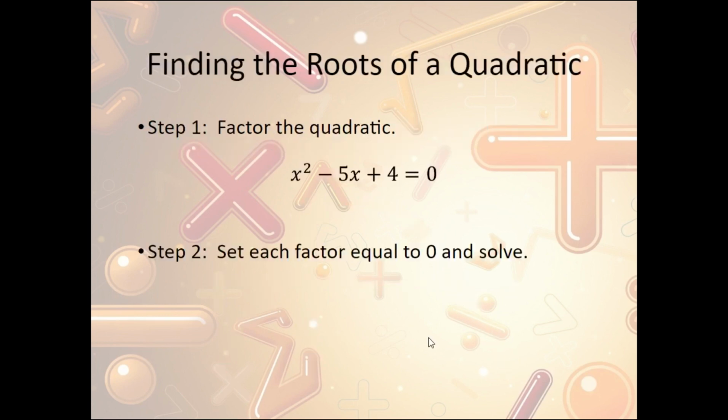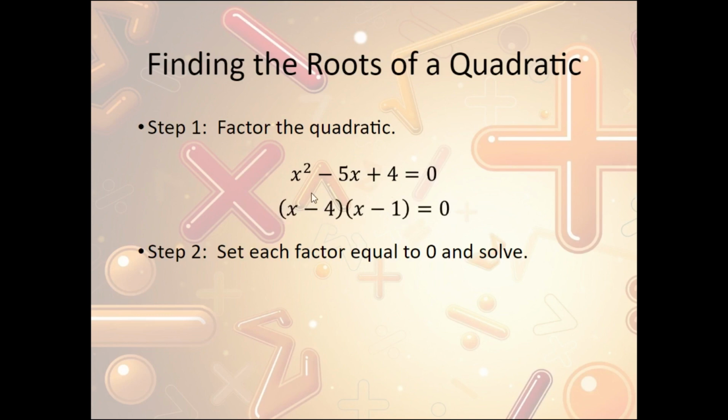So how do we find the roots of a quadratic? Well, the first step is factor the quadratic. So factor it any way you can, and then solve for the roots. So when we get here, we have x squared minus 5x plus 4. We would use our magic x, and once we do that, we should see that x minus 4 times x minus 1 is equal to 0.